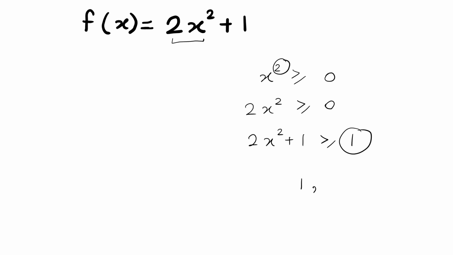Means all the numbers greater than 1 and 1 are included. This is the same range that we have found from the table.